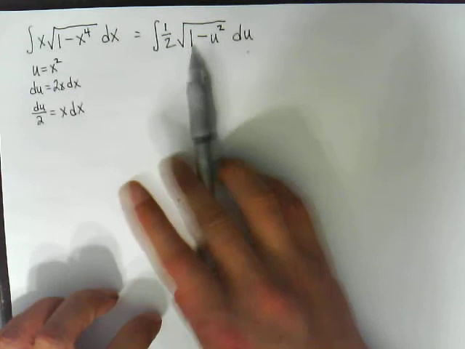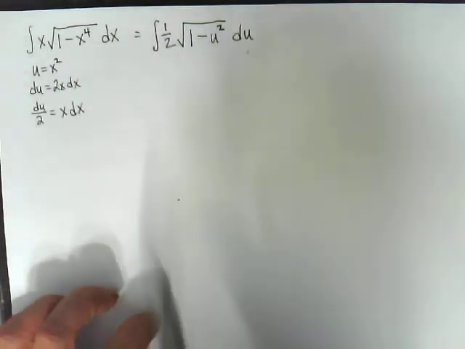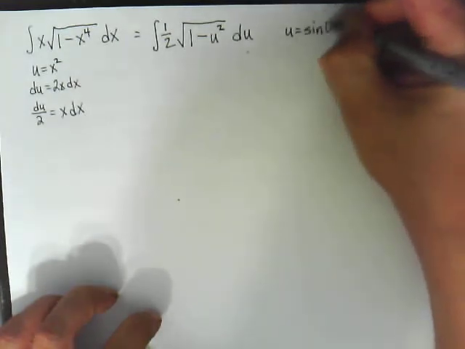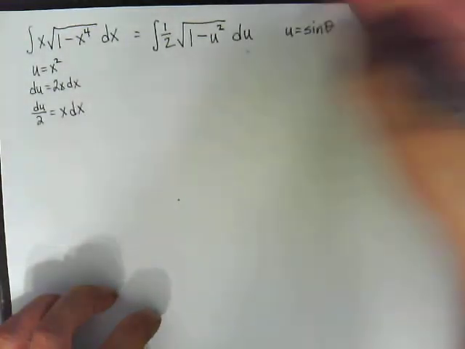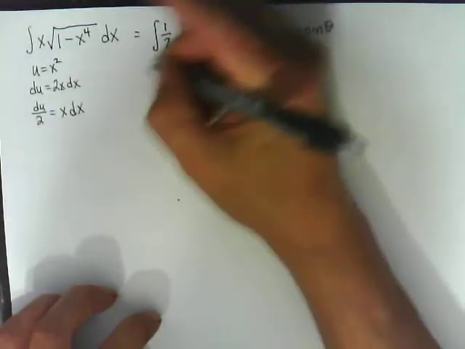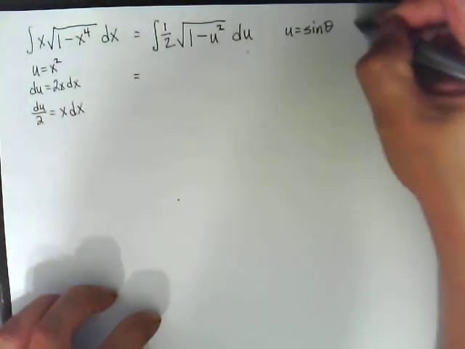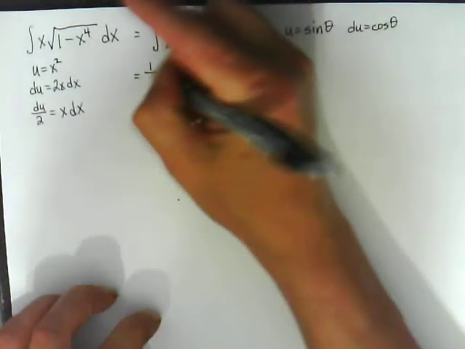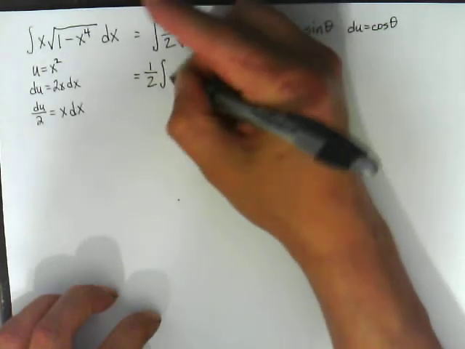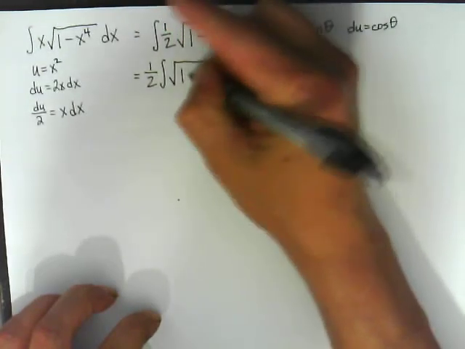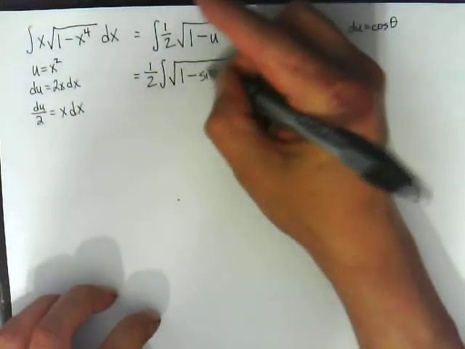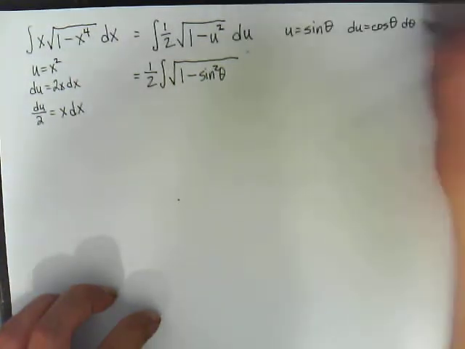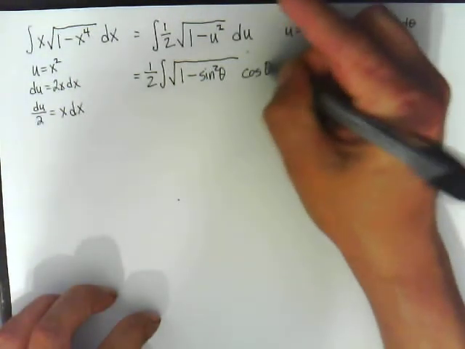So what do we see here? We see a 1 minus u squared in the radical. That should mean that we're going to let u equal sine theta. And why do we let u equal sine theta? Well, if I substitute u equals sine theta, we're going to need a du. du is cos theta d theta. I'm going to pull the 1 half constant out, so this integral is now going to be the square root of 1 minus sine squared theta, and du is now cos theta d theta.